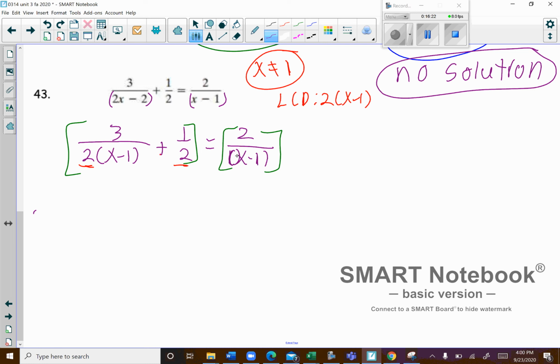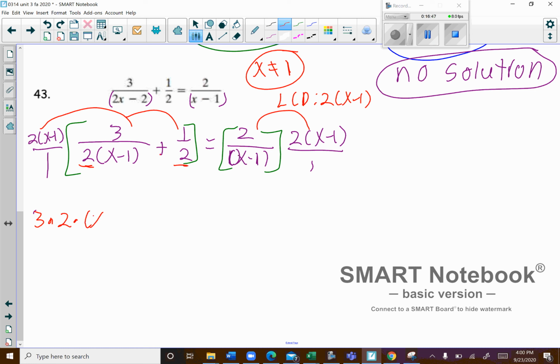Okay, so let's see. We're going to multiply by 2 times x minus 1 on both sides. So 2 times x minus 1. And I do need to distribute, right? Right there. Okay, so let me go ahead and try to clean this up a little bit. So I like to put the numbers in front. So I'm going to have 3 times 2 times x minus 1 all over 2 times x minus 1.